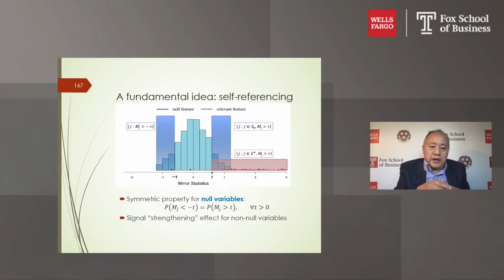Another effect we would like this to have is the so-called signal strengthening. This is hard to achieve, but at least don't do too much signal weakening when it has a signal. So this is related to the optimal way of constructing this particular statistic. Next slide.